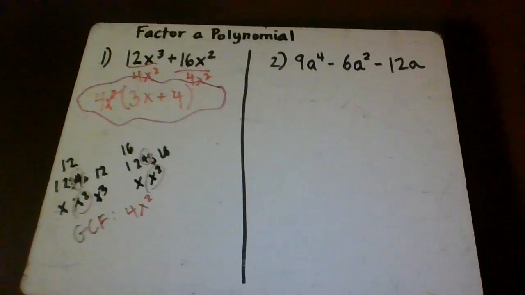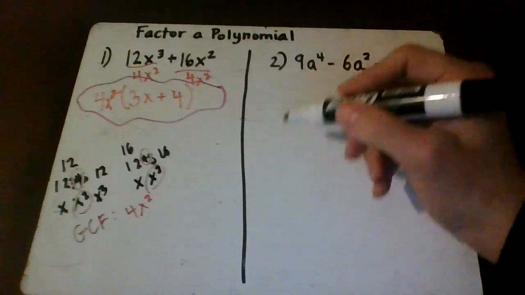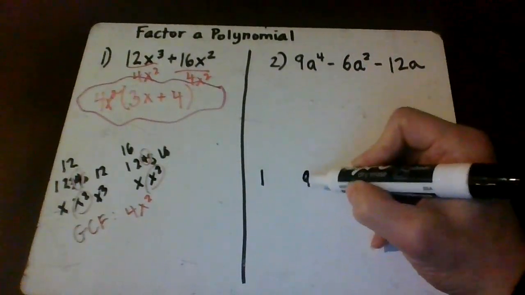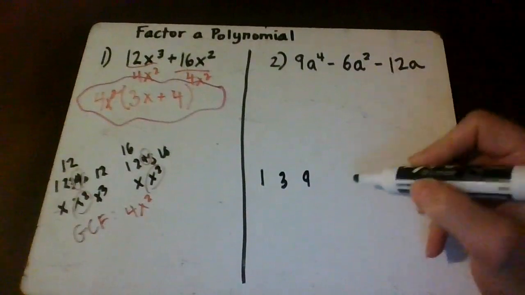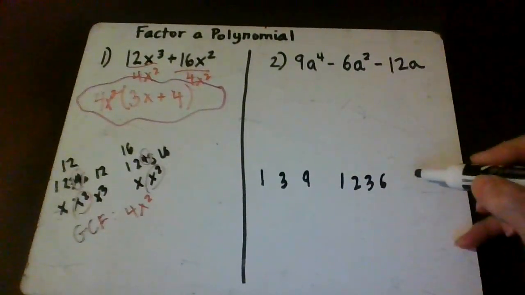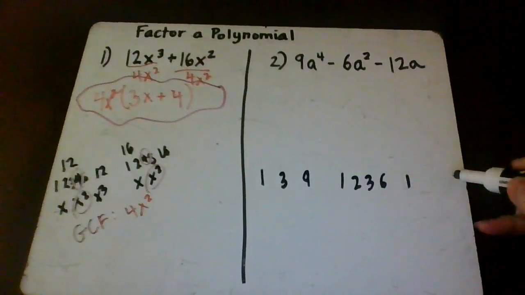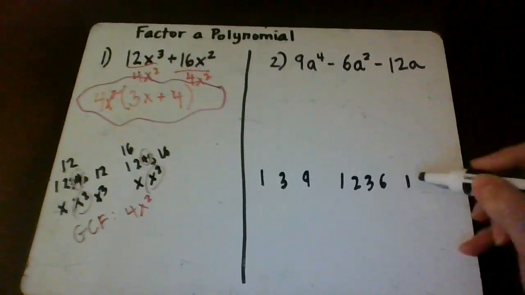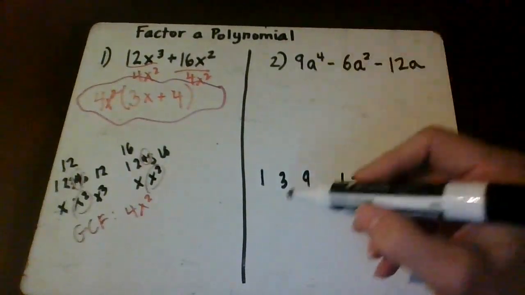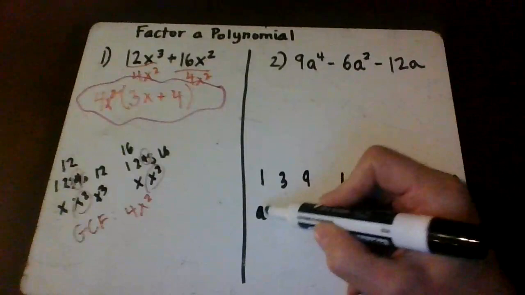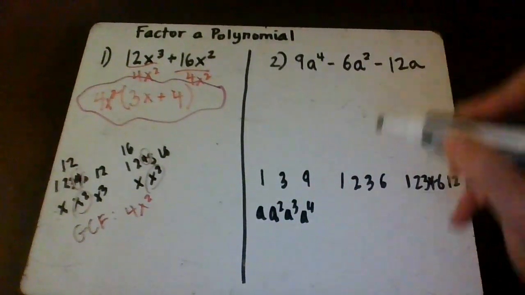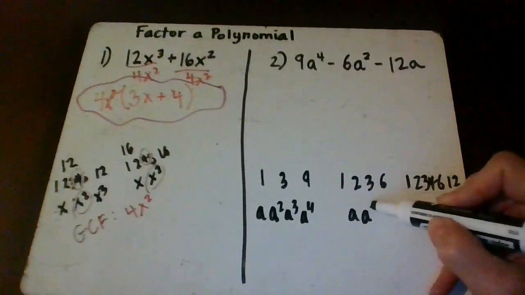All right, so same thing over here. Next, I have 9a to the fourth minus 6a squared minus 12a. Let's see, to find my GCF, for 9, I can multiply 1 times 9 or 3 times 3. For 6, it's 1 times 6, 2 times 3. For 12, it's 1 times 12, 2 times 6, 3 times 4. For a, I have a to the 4th, so that means I could have a squared, a to the third, a to the 4th. For 6, I have a or a squared.